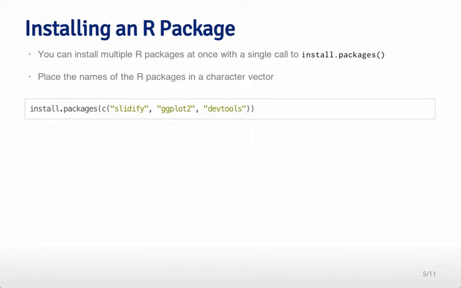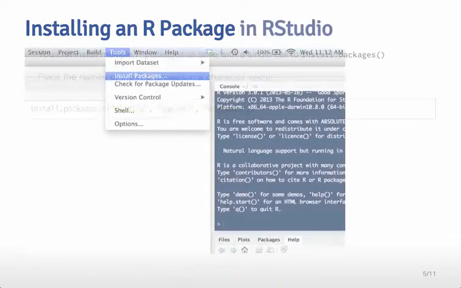You can also install multiple R packages with a single line. So what you do is you type install.packages, and now you enclose in parentheses with a c out front all the different package names separated by commas and surrounded by quotes. And then that would install the slidify, ggplot2, and devtools packages.